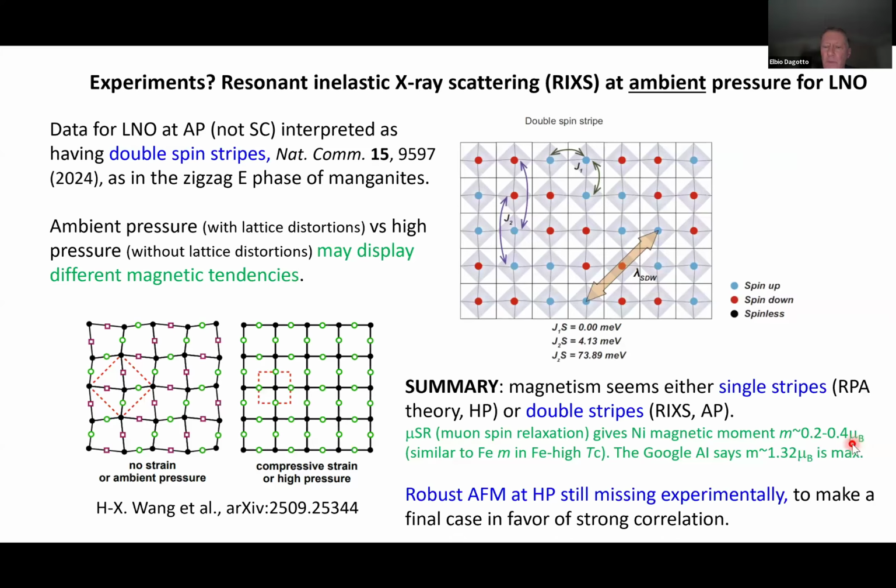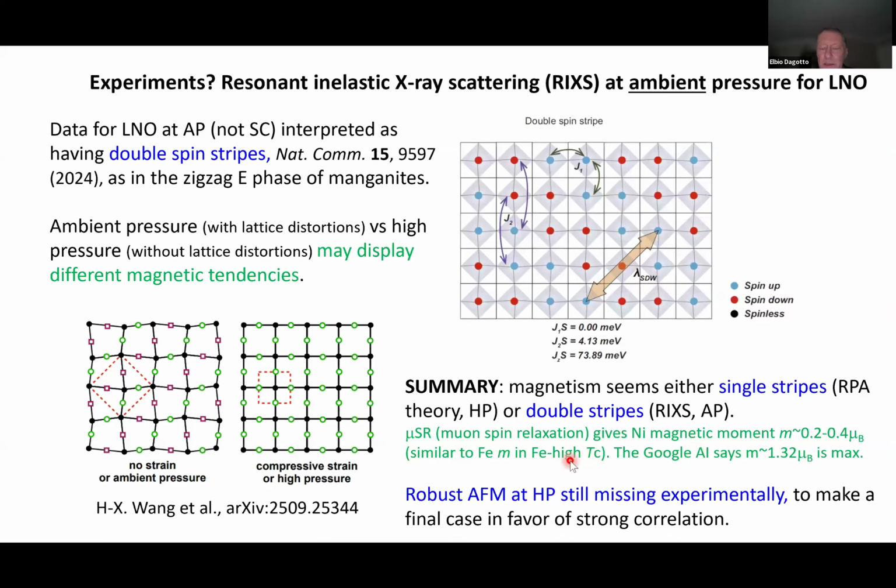Well, it was too complicated for me to just look at one nickel in isolation. Remember that it is self-doped. So you cannot just take one ion and more or less estimate the magnetic moment. So I consulted our overlord, Google AI, and according to Google AI, the maximum magnetic moment for this material, for nickel, would be 1.32 Bohr magnetons. So it is about 20% of the maximum. It is reasonable, compatible with other materials.